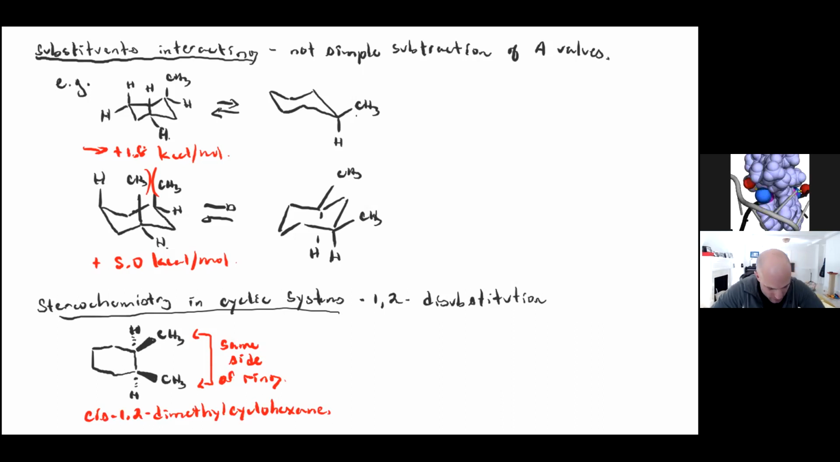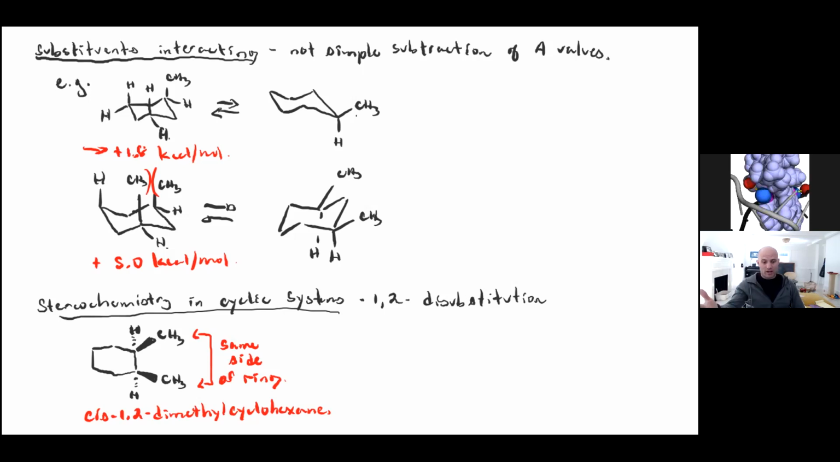All right, cis 1,2 dimethyl cyclohexane. So the methyl groups are on the same side of the ring, and we can ask the question: is this molecule chiral? I would put it to you: are there stereocenters in this molecule?